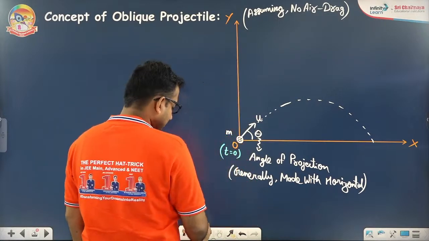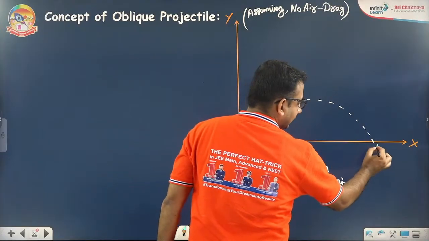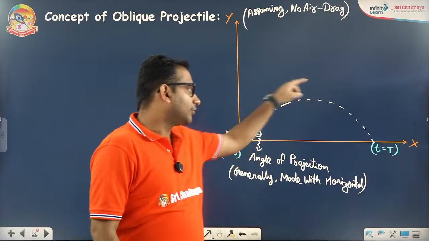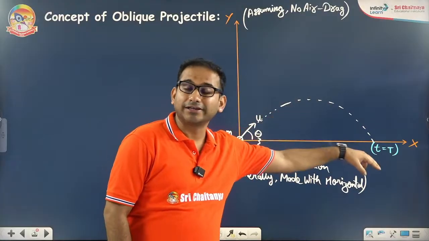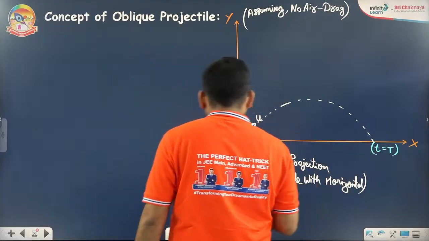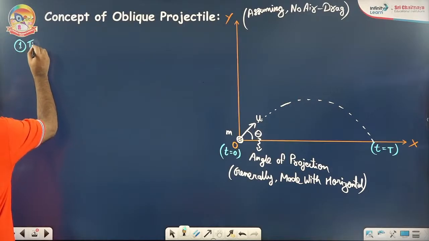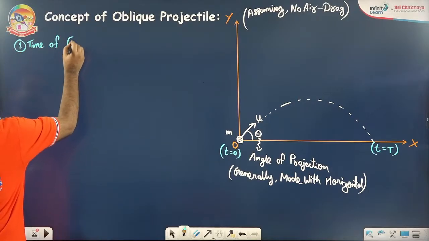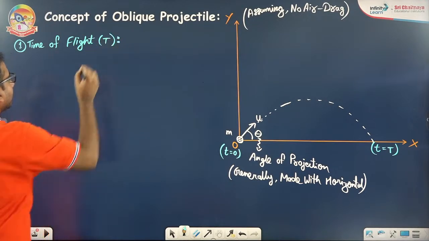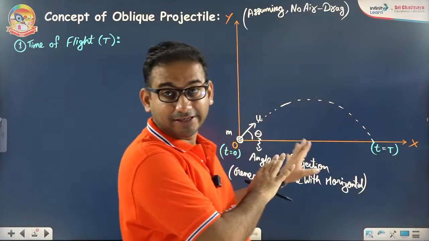So if this is t equals 0, then it will land back on the ground at t equals capital T. Under the influence of gravity, it will come back on the same horizontal level. This capital T, for our discussion, is going to be the time of flight: the time for which the body is flying in the air under the influence of gravity.